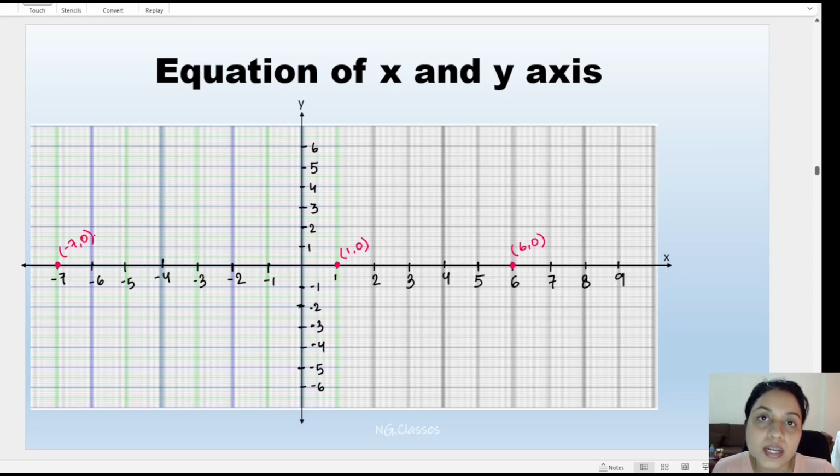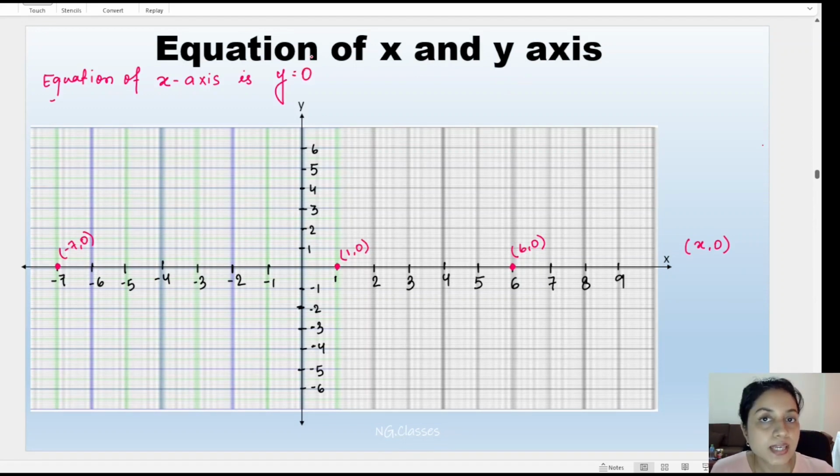So what are we getting from here? We are getting that any point on x-axis has the coordinate in the form x, 0. Here there is an x value, but y value is 0, right? That's why the equation of x-axis is y equals 0. Whatever be the x value, y has to be 0. Let's write it.